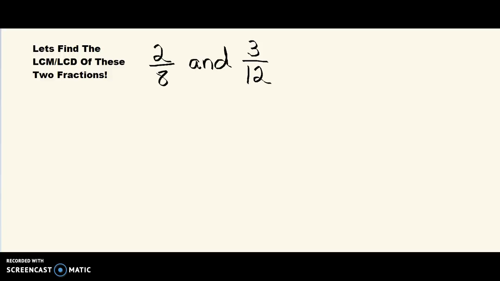The one thing I want you to remember is that when you are looking for the least common multiple or the least common denominator, you are not doing a T-chart. What I mean is you are not doing this. Oops, that is not straight. You're not doing this. You only do this when you're simplifying, and you're not simplifying right now. You're just trying to find a denominator that can be the same for both of these without changing the value or the amount of your fraction.